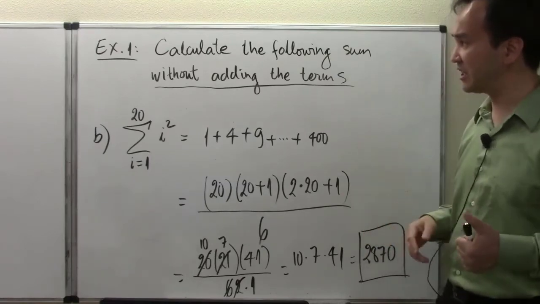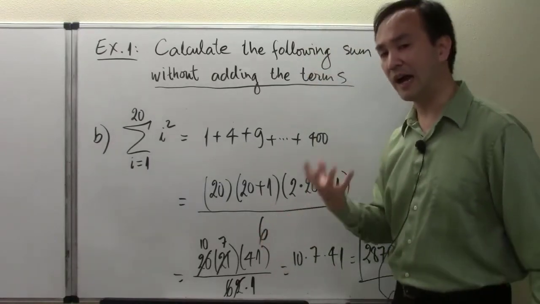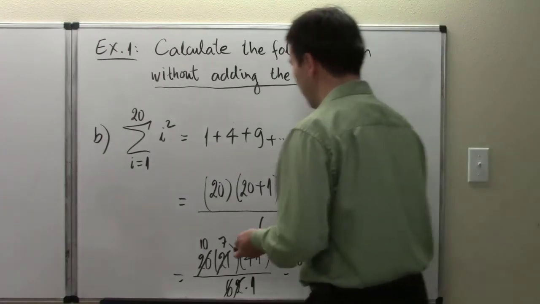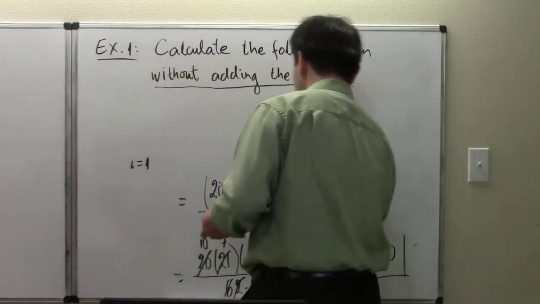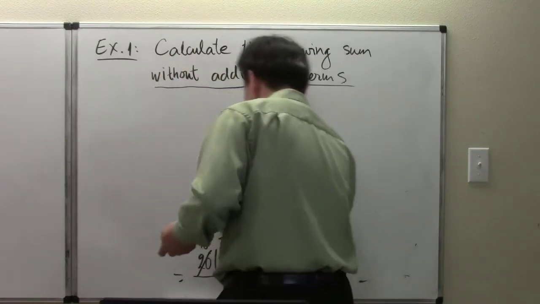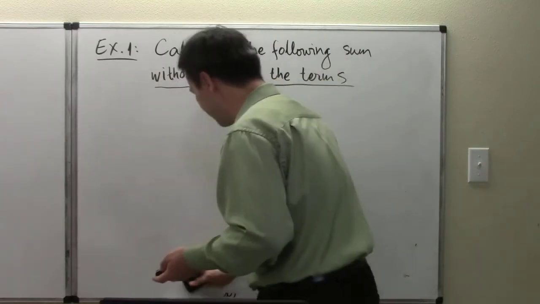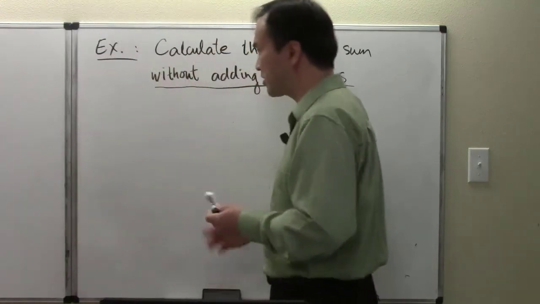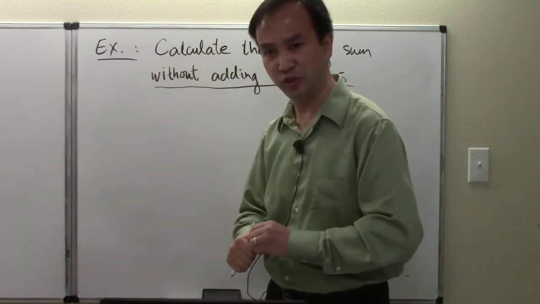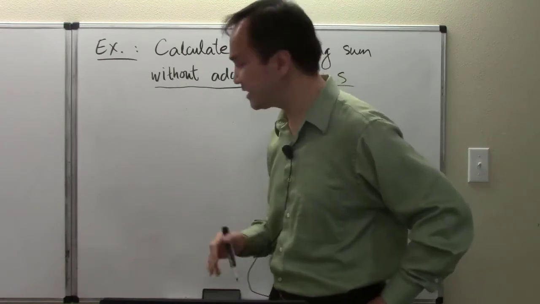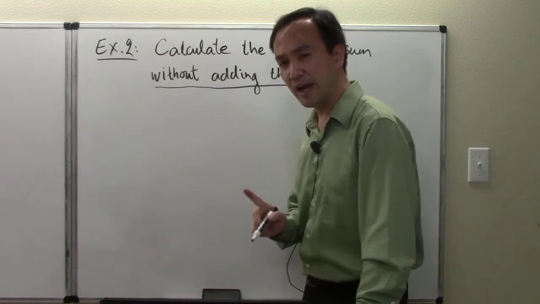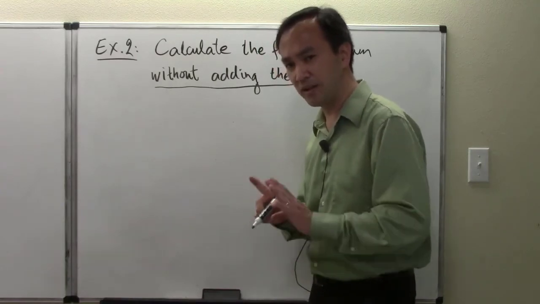So let's get into example 2 right here, where we're going to allow the problems to grow a little more advanced. Okay, so now I'm going to erase the work here. And let's now call that example 2. The instruction throughout the entire example 2 remains exactly the same. We want to calculate the sum without adding the terms.